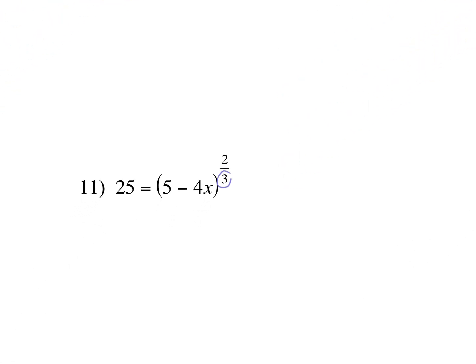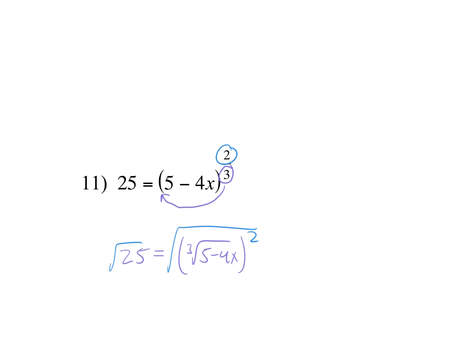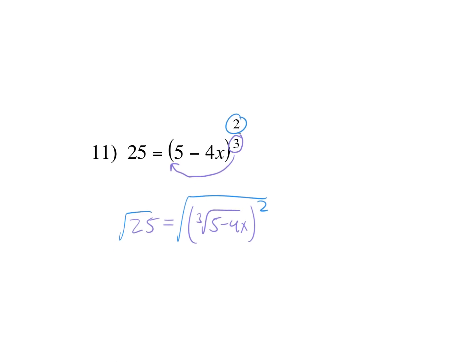Again, this 3 on the bottom is going to go out front as the index of our radical. So I get 25 equals the cube root of 5 minus 4x, all to the second power. And then to get rid of that square, we can square root. This is where it gets a little bit strange, because now, hopefully, we remember when we square root, we have to have a plus minus. So I get plus minus the square root of 25, which is 5.